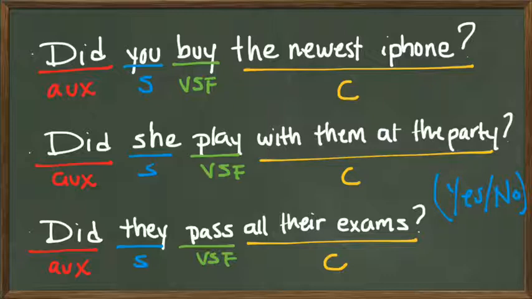Okay, we have the formula: auxiliary did, subject, verb in simple form, and complement. Did you buy the newest iPhone? In the second one, the formula then again stays the same. Did she play with them at the party? Auxiliary did, she, verb in simple form, because here's our friend did, and with them at the party.